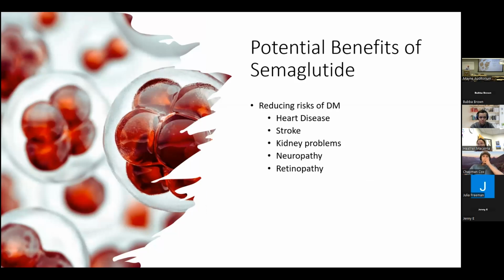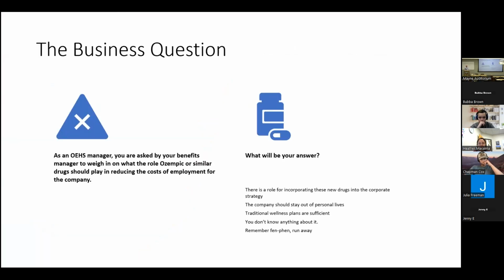So some of the potential benefits for using Ozempic, that's the trade name, but the generic name is semaglutide, include reducing the risk for diabetes type 2, which would also then include reducing your risk for heart disease, for stroke, for kidney problems, neuropathy, retinopathy, and I'll put a new bullet point on there for bone density problems. That's a good one.